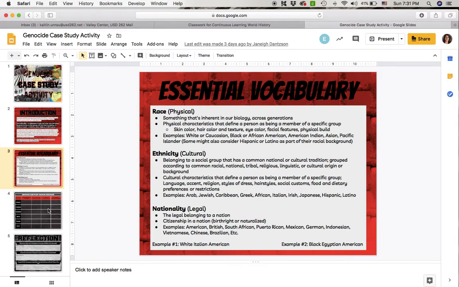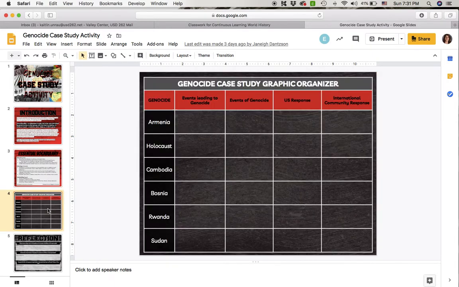But what you really need to be looking at is this graphic organizer. You can see there are 6 different genocides that you are going to be learning about throughout the week, and you are going to need to fill out this graphic organizer. By the end of the week, the whole thing is going to be completed. You're going to be looking at the events leading to the genocide, like why the genocide happened in the first place. Then you're going to look at what actually happened during that genocide, what the United States response was, and what the international community's response was as well.